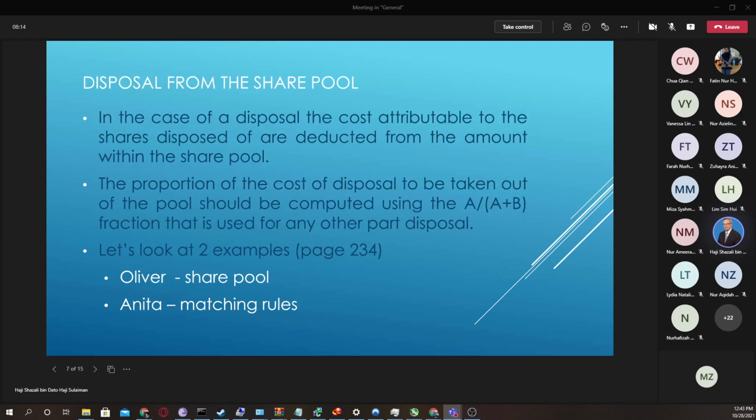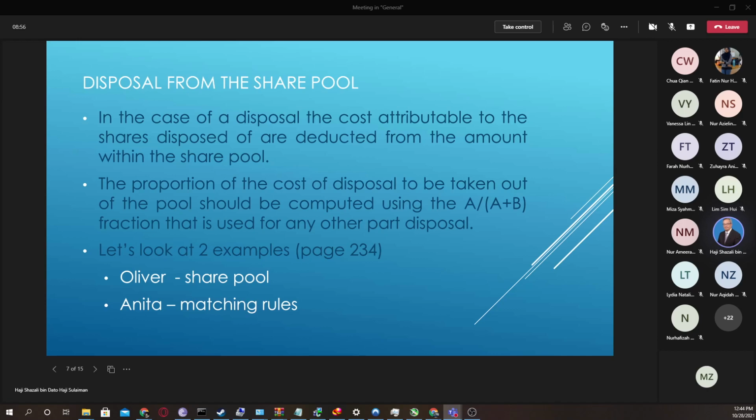Okay. So in the case of a disposal, the cost attributable to shares disposed is deducted from the amount within the share pool. If you have, say, 4,000 shares in the pool and you dispose of only 3,000, then the proportion of the cost of the disposal is to be taken out of the pool. The best way to do it is to go through the two examples that we have. If you can turn to page 234 of your textbook, there are two quite simple examples, but they always come out in the exams, just to see whether you understand what the pool is.